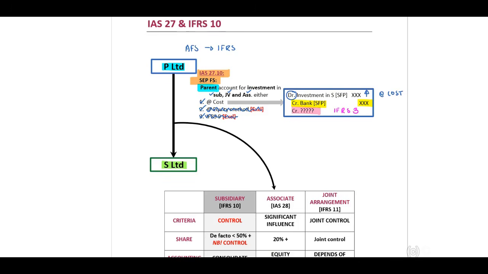Right, therefore if we now look at this in the separate records, now why do I repeat this? At the end of each year, I still identify that a lot of students struggle. They don't understand what do I mean by separate records. In the separate records of P Limited, in the separate annual financial statements of P Limited. Okay, now let's take this one step further.